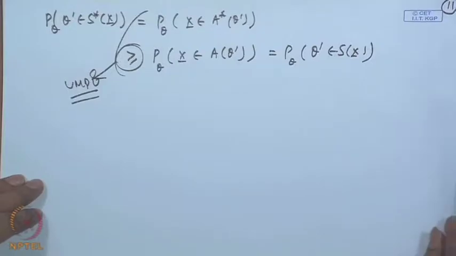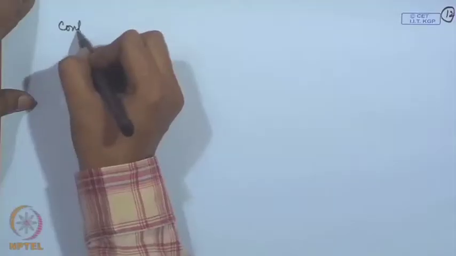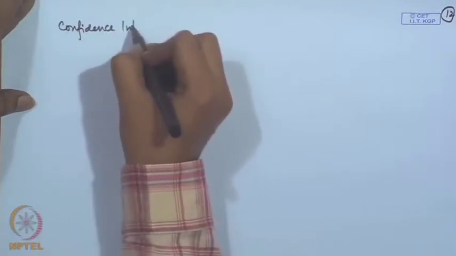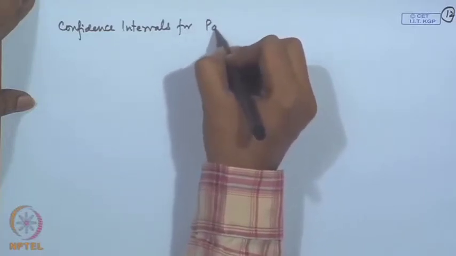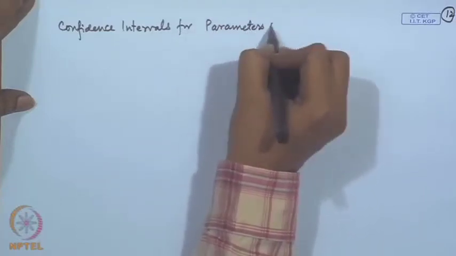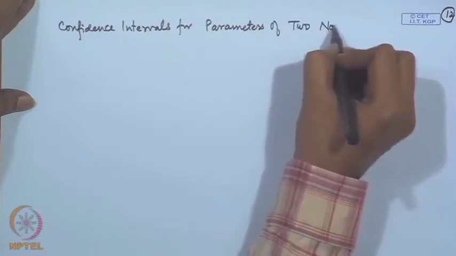Now, I will consider certain confidence intervals for parameters of normal populations. I have already given the confidence intervals for the mean of a normal population, both when the variance is known or unknown, and also for sigma square when the mean may be known or unknown. Now, let us consider two sample problems. Confidence intervals for parameters of two normal populations.